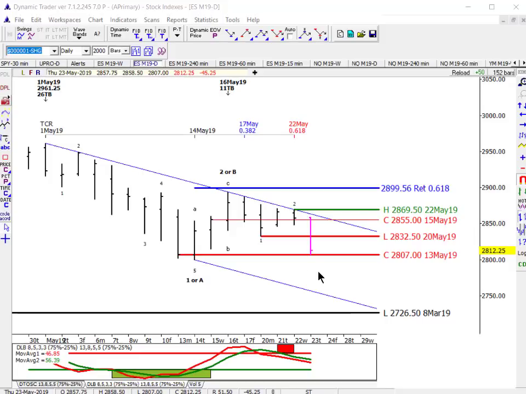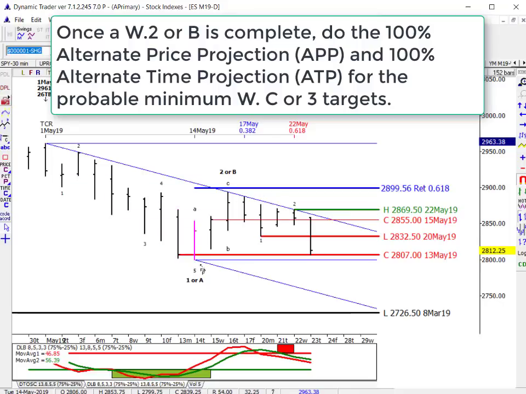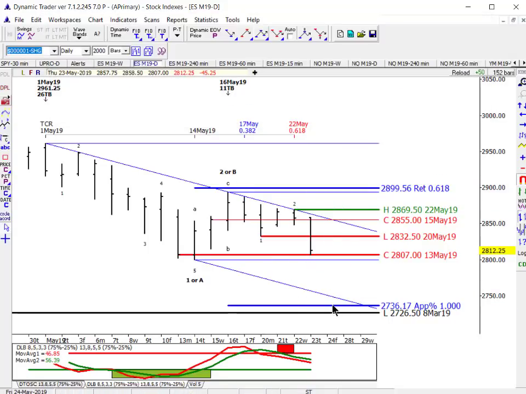The first thing we do is the 100% alternate price projection. I'm going to measure the range of waves 1 or A and project 100% of that from the wave 2 or B high. I'm going to make that thick and make sure that's the only one we need to keep. That's around 2737, or rounded up, just above the March 8th low. So we'd anticipate a decline at least to 2737, and that's if we're only making an ABC correction. We've got other higher time frame factors that indicate a much higher time frame decline, but this is our minimum, and we're at 2812 now.